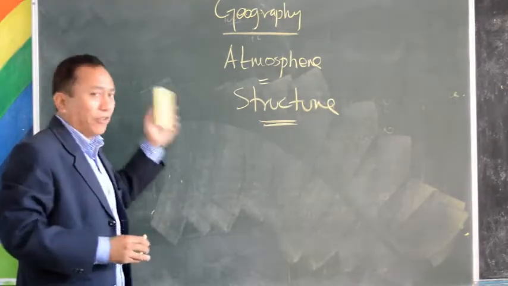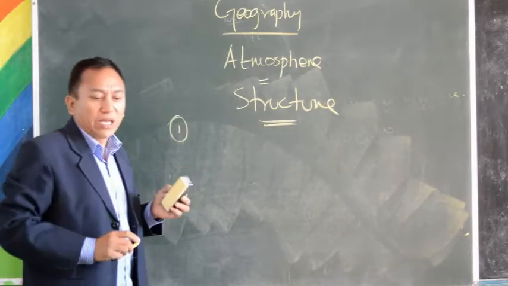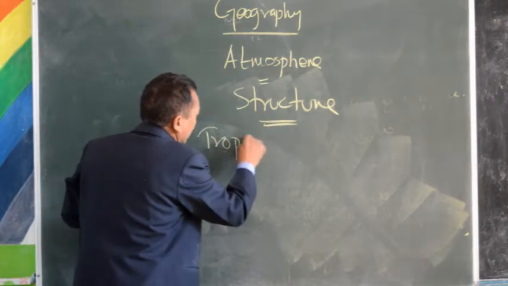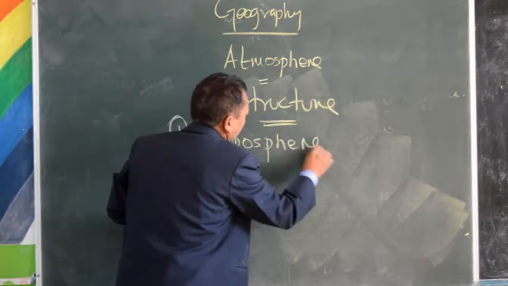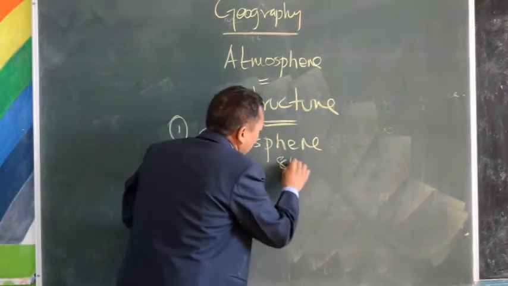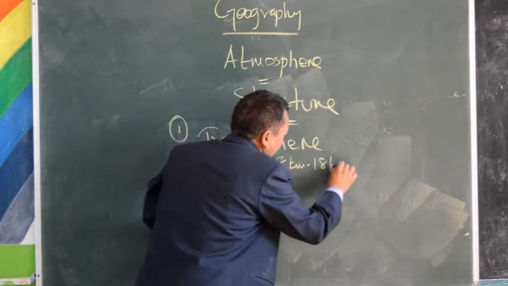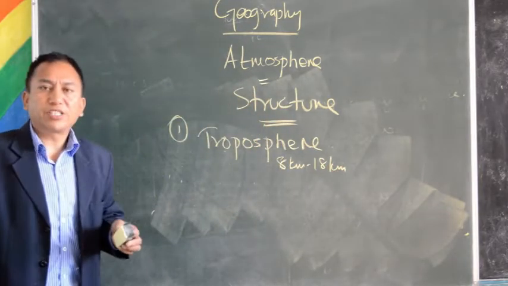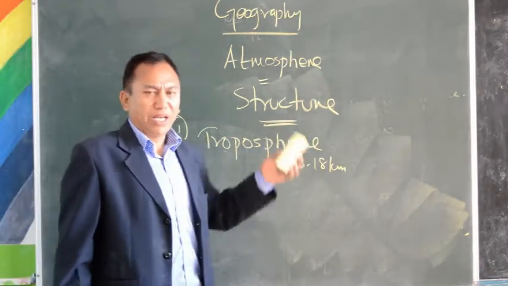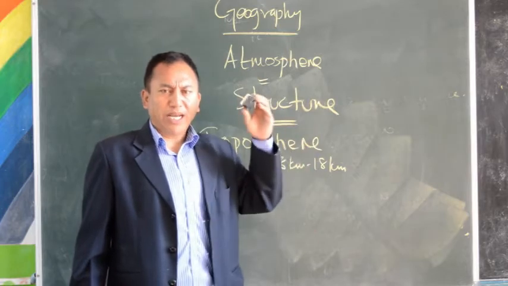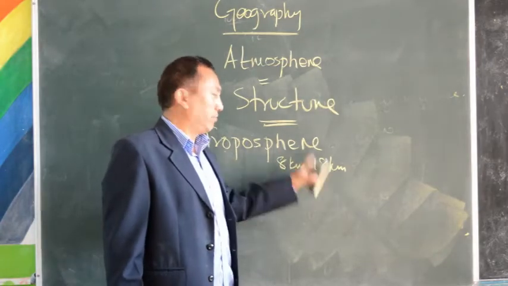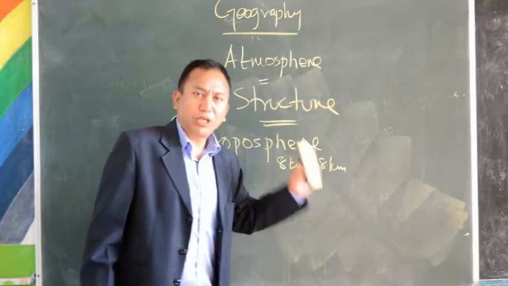The first layer of air that we have in the lowest part is the layer called the troposphere. Troposphere is the lowest layer. It extends to around 8 kilometers to 18 kilometers from the Earth's surface. It's more at the equator and less at the poles. So 8 kilometers near the poles, 18 kilometers near the equator.